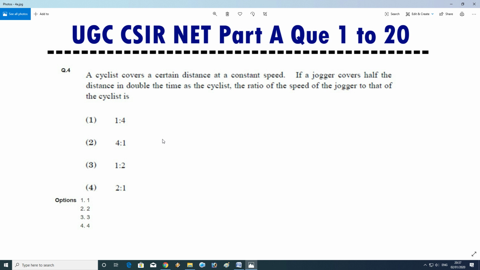Question number 4: a cyclist covers a certain distance at a constant speed. If a jogger covers half of the distance in double the time of the cyclist, the ratio of the speed of the jogger to that of the cyclist is. So let's see the answer. Answer is 1:4.